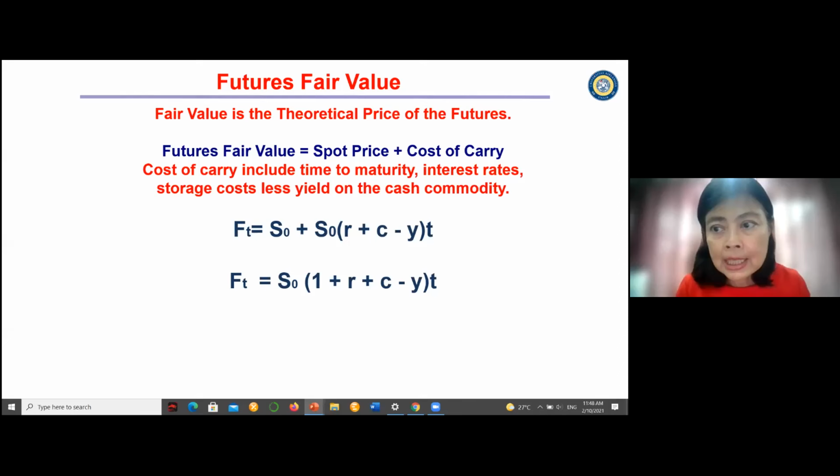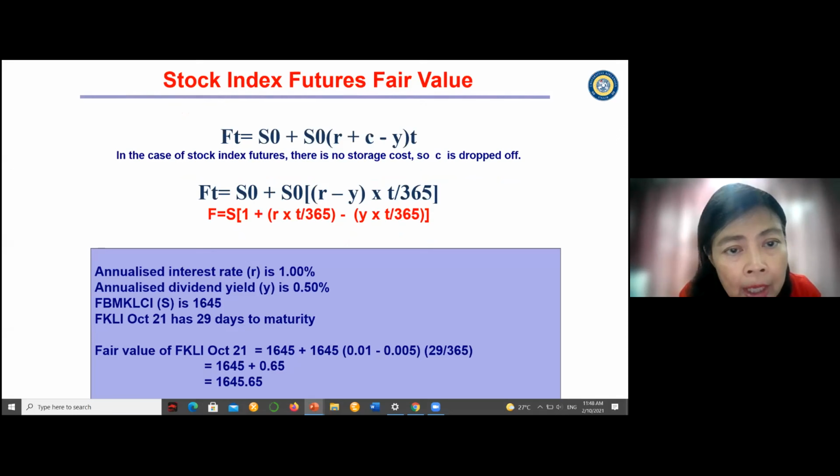Okay, so for your index, the cost of carry includes the time to maturity, which is your T up there, and then the interest rates, R is interest rates, and then the yield is your dividend yield. In the case of stock index futures, your FT is equal to your S0, which is the stock index, plus the stock index times (R minus Y).